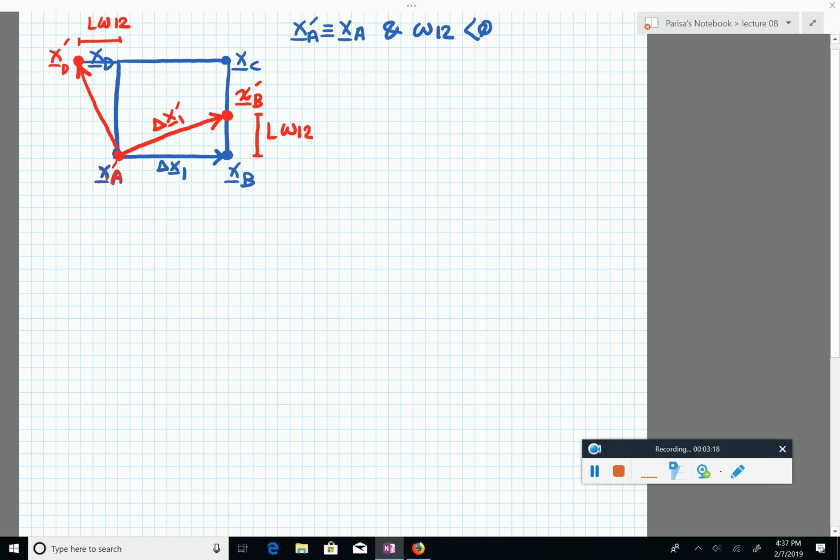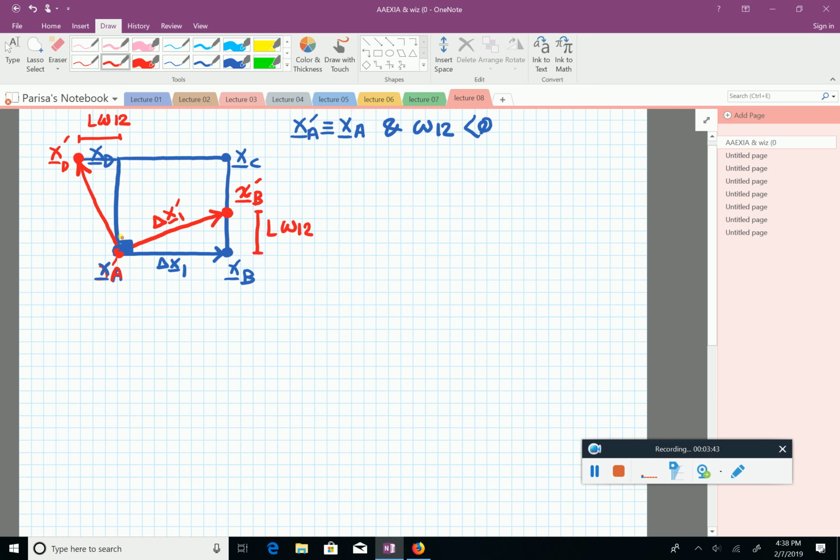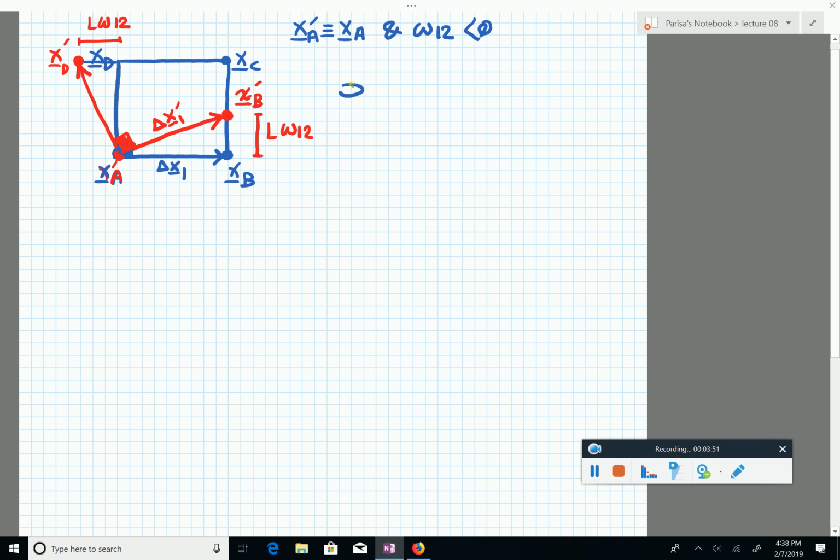So look at the geometry. So xb to x prime b and xd to x prime d. Both of them are exactly the same amount of movement. So what does that tell you? If we started with the right angle here, what would be the angle in the red deformed configuration? Yeah, obviously. So there is no change of angle.